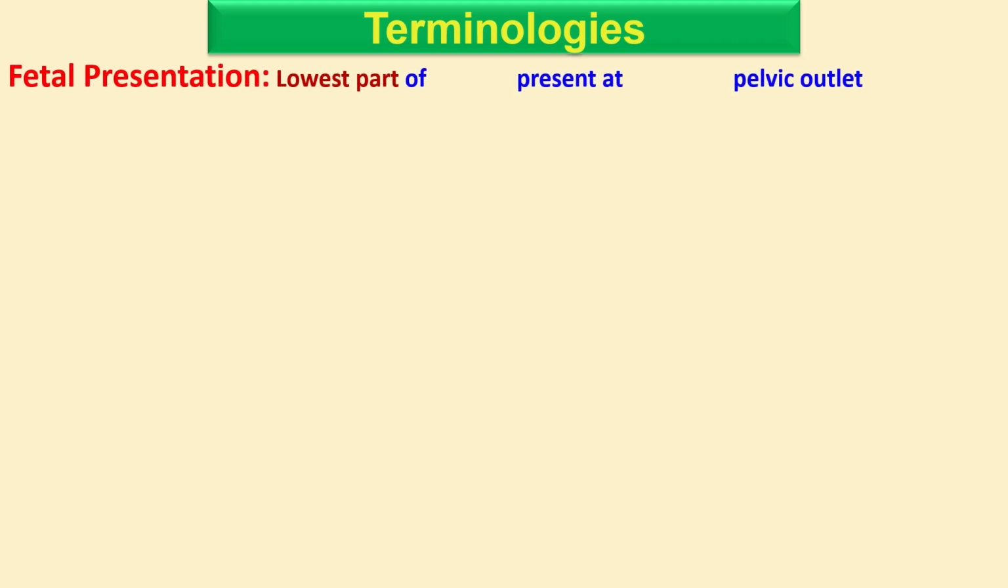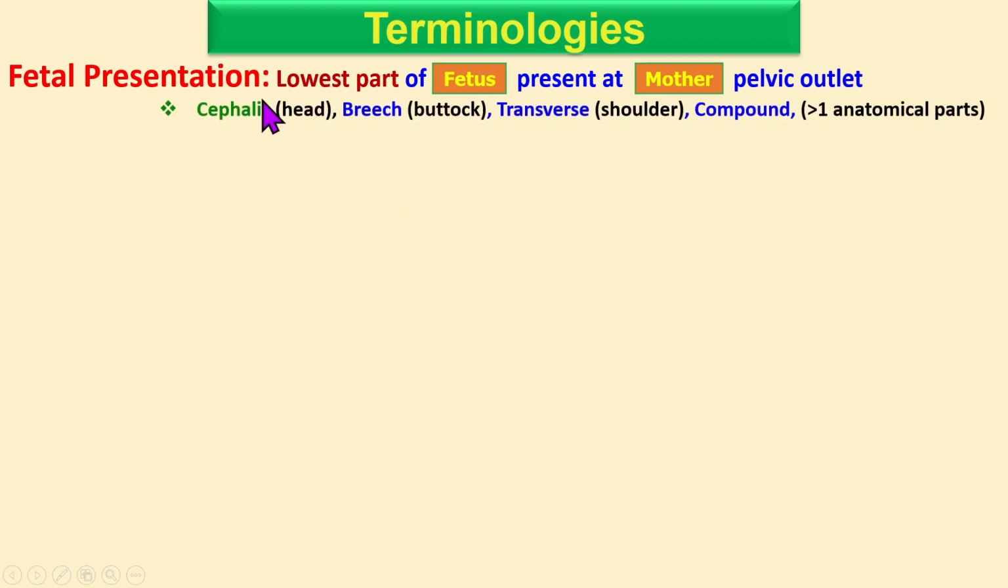Fetal presentation actually shows the lowest part of the fetus which is present at the mother's pelvic outlet during labor. So which body part is coming out of the birth canal. If it's a head, it's cephalic. If the buttock is coming out, that is the breech. If it's a shoulder, it's a transverse. If more than one anatomical part is coming out, that is going to be the compound.